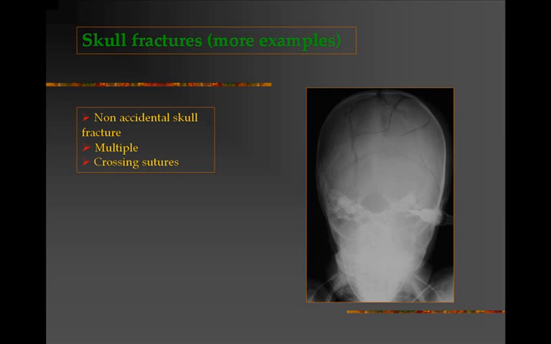This is a case of non-accidental skull fracture where there are multiple fracture lines crossing the suture lines, and we note fractures running across here, as well as here, as well as here, and several other minor fracture lines. This is a case of a battered baby syndrome.